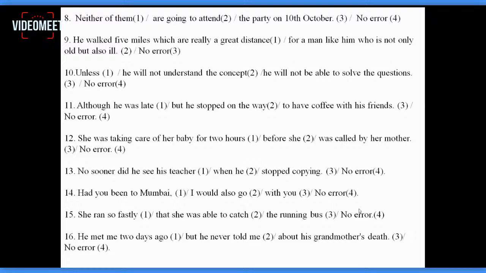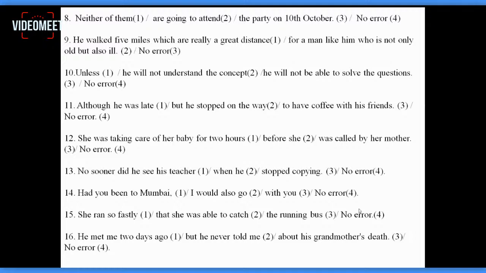Fast is itself an adverb. You do not need to add ly after it. It is also an adjective and it is also a verb. So in this case, we are denoting or we are glorifying the verb ran here. So fast is already an adverb and you do not need to add ly to it. So the correct sentence would be she ran so fast that she was able to catch the running bus.